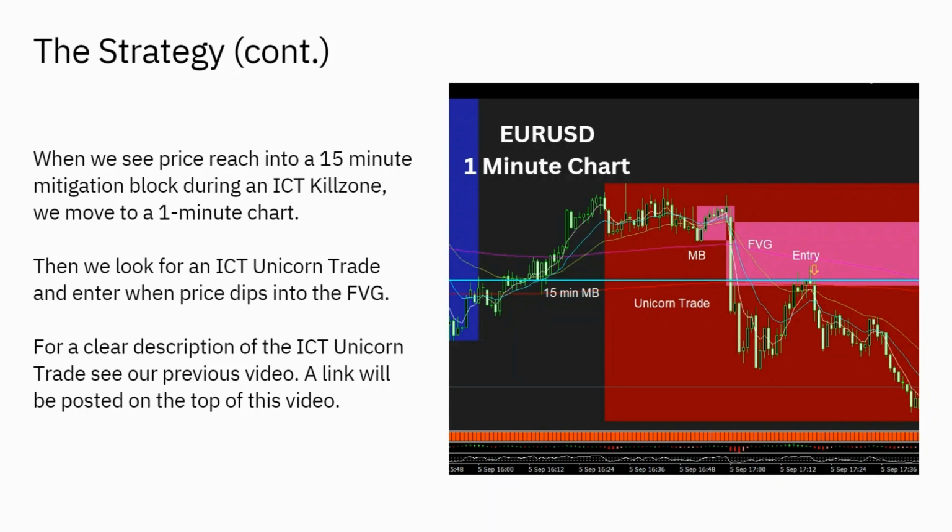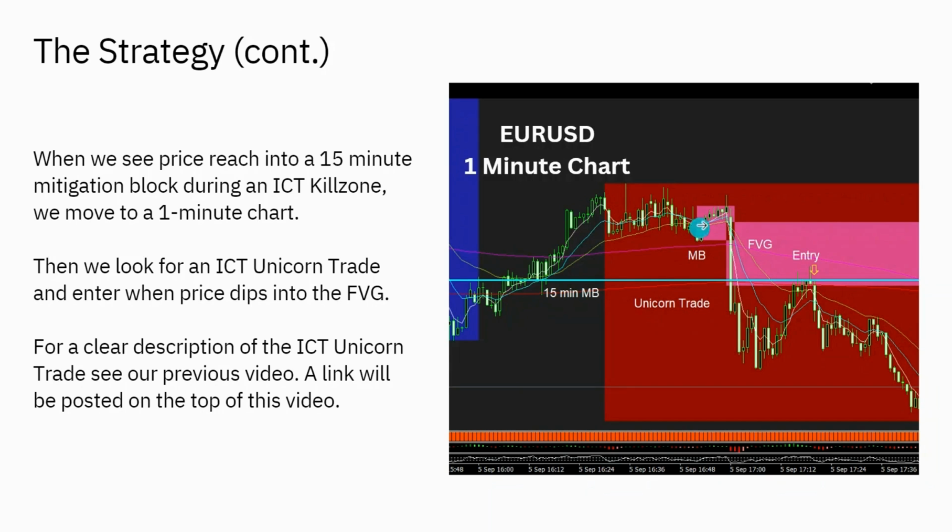Then we look for an ICT unicorn trade and enter when price dips into the fair value gap. For a clear description of the ICT unicorn trade, see our previous video. A link will be posted on the top of this video. Here we have a 1-minute chart, and we see price dip back into this 15-minute mitigation block. This is during the New York Open on Euro USD, and this is our 1-minute chart.